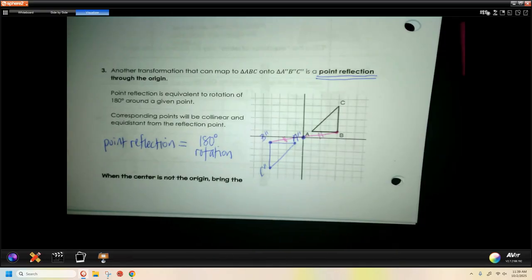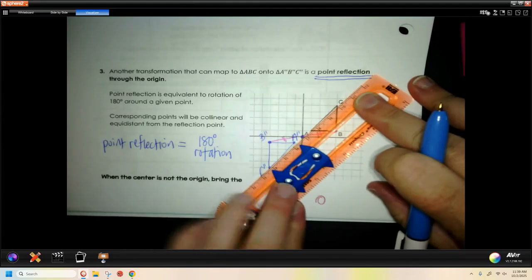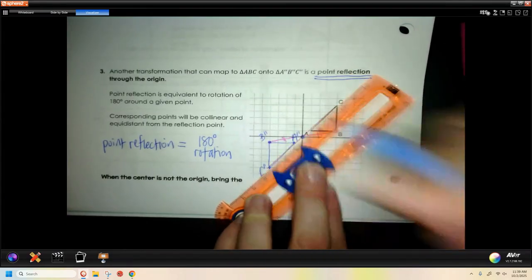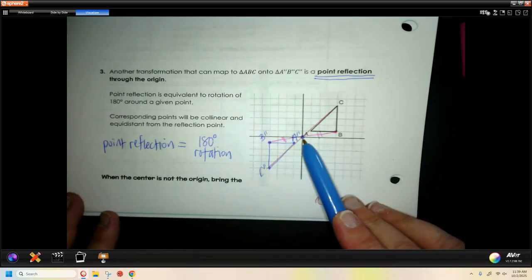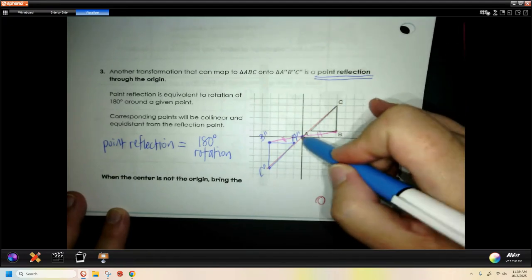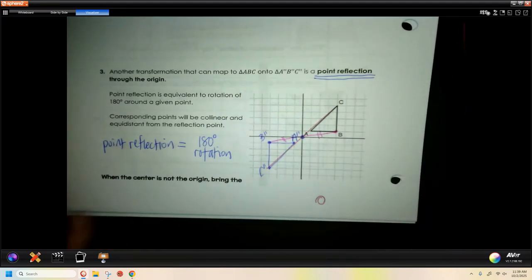If I do a 180-degree rotation, and I connect two corresponding points, like C to C double prime, do you see how it goes through my center of rotation? And that origin to C is the same distance as origin to C prime. That's all point reflection is. So they just might throw it in as a vocab word.